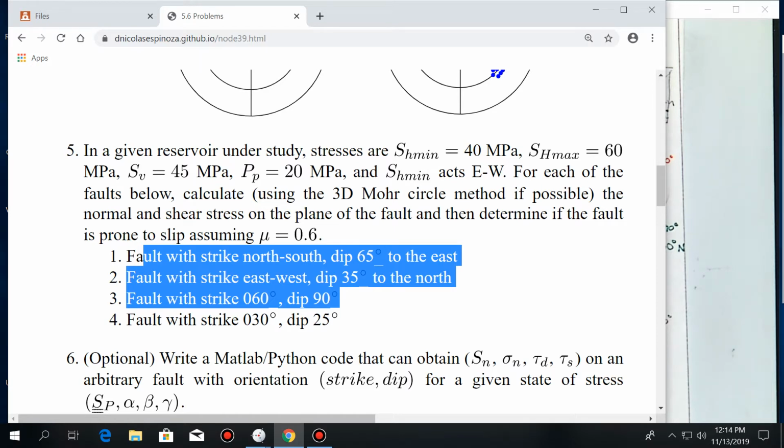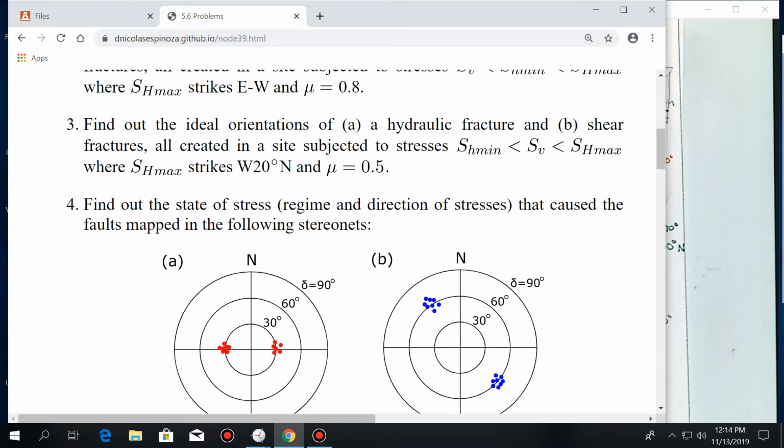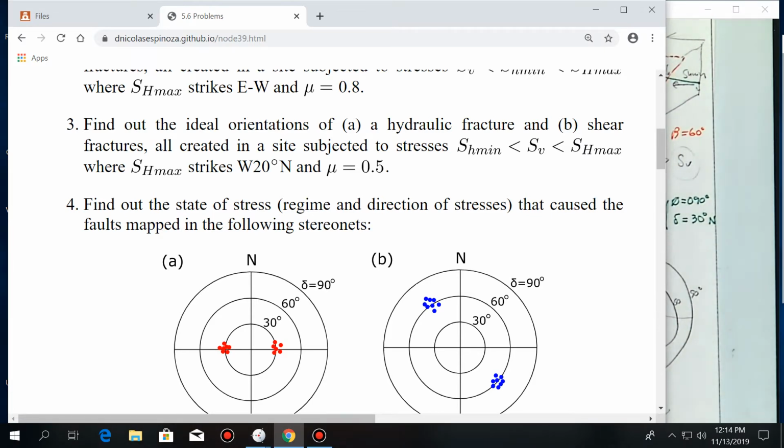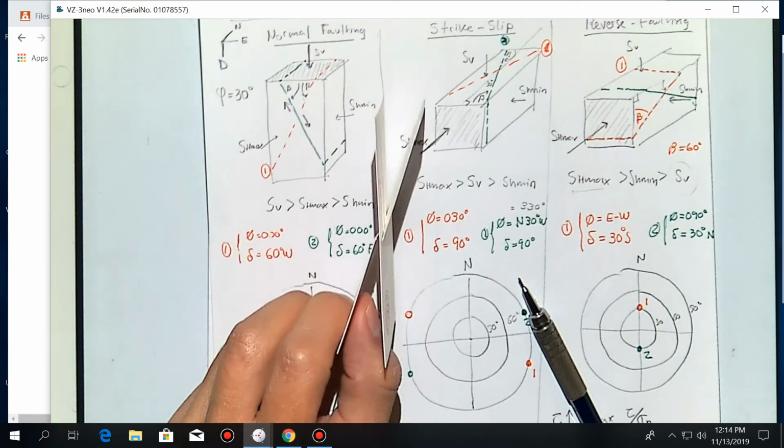All right, so let's go by parts. Before I go to number 5, are there any questions about these ideal orientations of hydraulic fractures? By the way, you're allowed to bring your set of cards. I also share with you the instructions to have these.